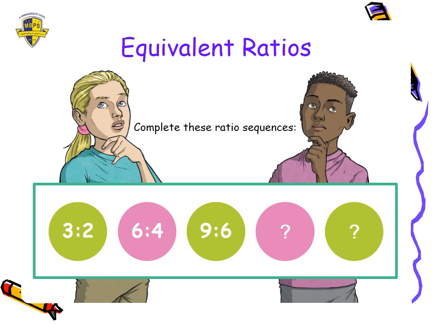The fourth one, multiply by 4. Multiply it by 4. 3 multiply 4, then 2 multiply 4. Excellent. 12 to 8. Now the last one, fifth one, multiply by 5. So multiply it by 5. 3 by 5 and 2 by 5. Good. 15 to 10.